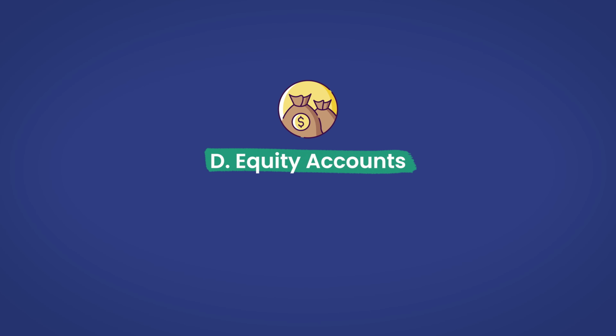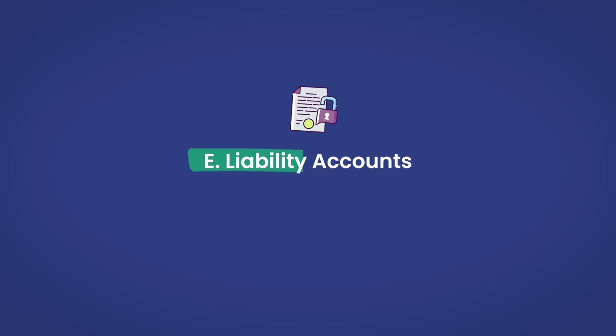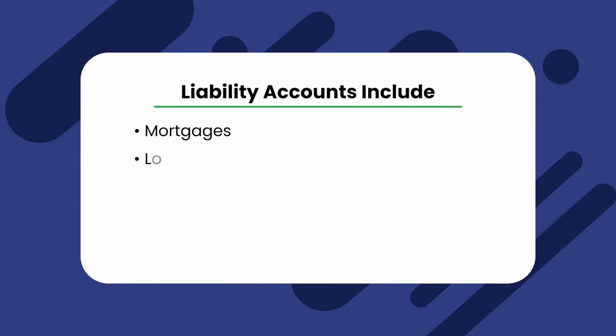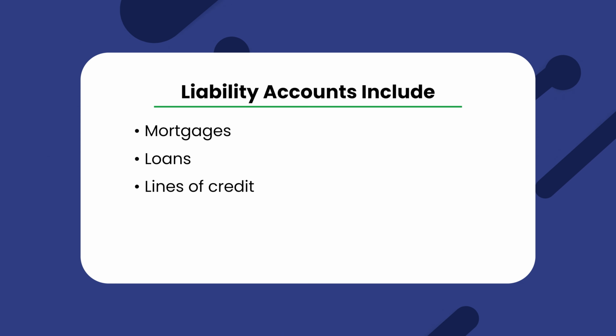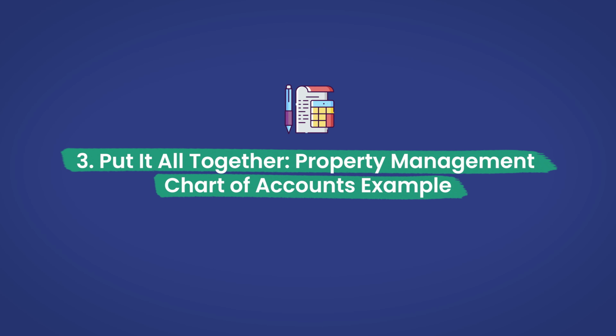D. Equity accounts. Equity accounts essentially include 2 things: your contributions and distributions, or in other words, what you put into the business and what you take out. Expenses paid with cash are also included here as they count as an owner contribution. E. Liability accounts. Liability accounts include several types of accounts including mortgages, loans, line of credit, credit cards, and security deposits.